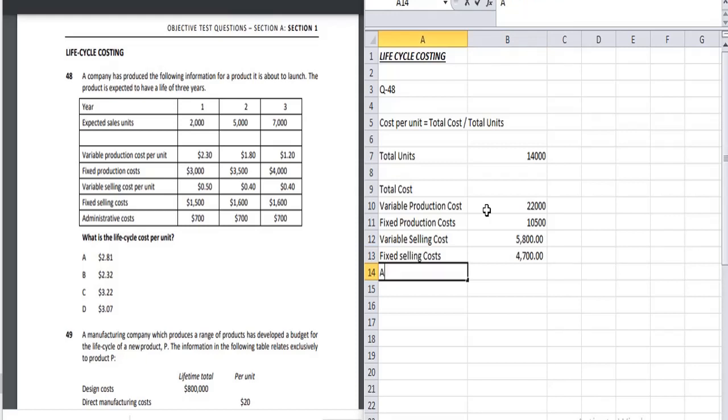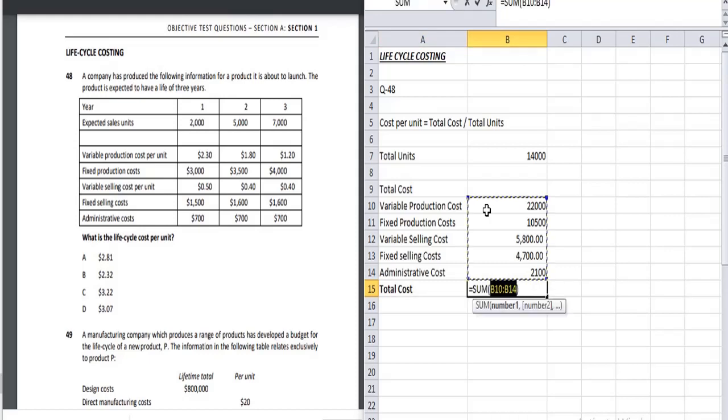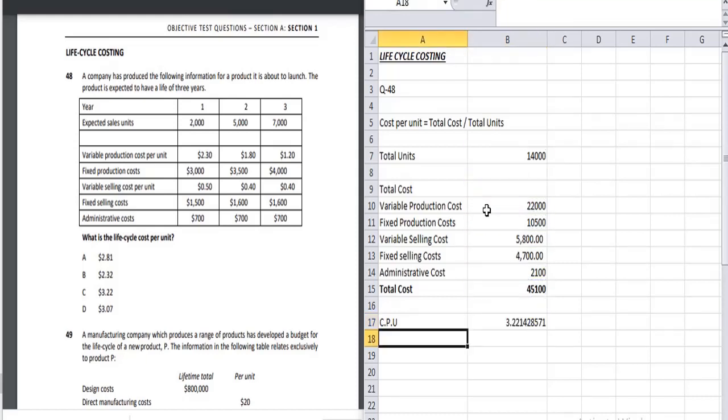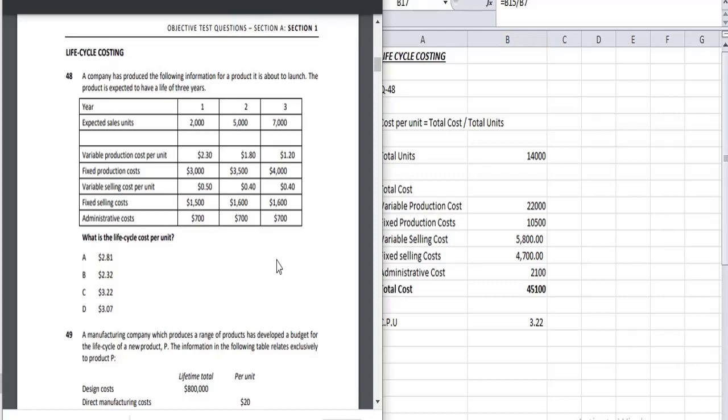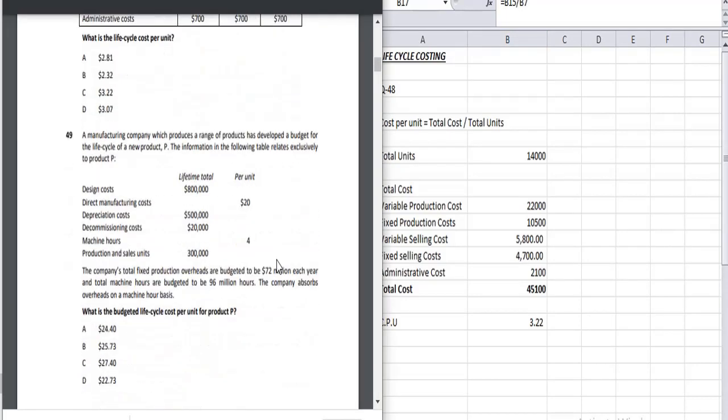Then administrative cost, 700 plus 700 plus 700 for the 3 years. So now summing all these, total cost equals this. Now cost per unit equals total cost divided by total units, and in this way we got our life cycle cost per unit. So option C. Okay, so the next question is the same as what we did.